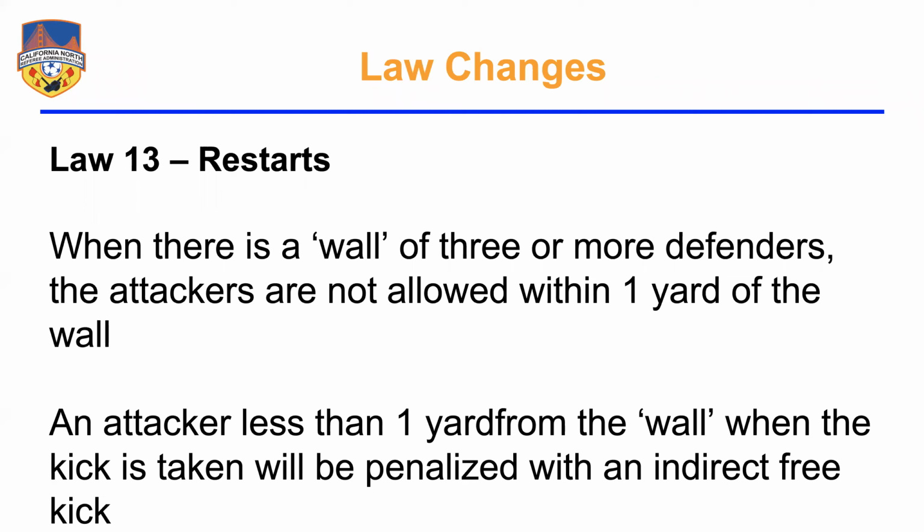An attacker who is less than 1 yard from the wall when the kick is taken will be penalized with an indirect free kick going the other direction. So if you have a player who refuses to do that or moves into the wall right before the kick is taken, you are to blow the whistle, point for a free kick for the defending team, which will be an indirect free kick. Any questions on this law change with the wall?